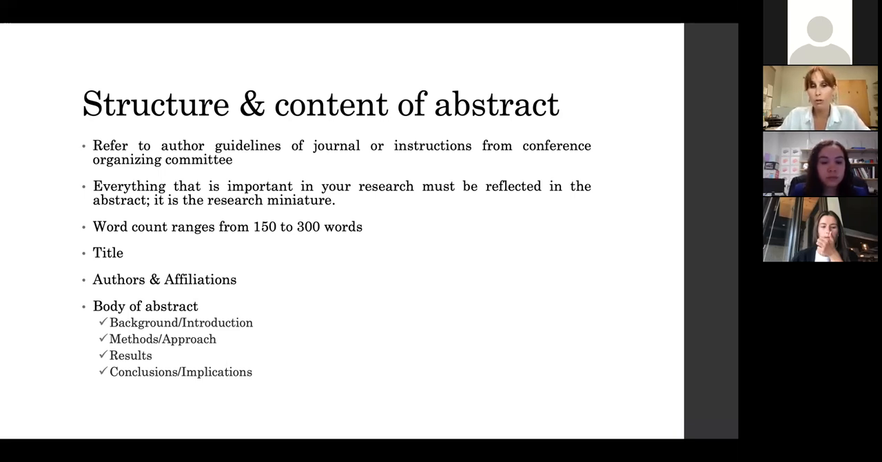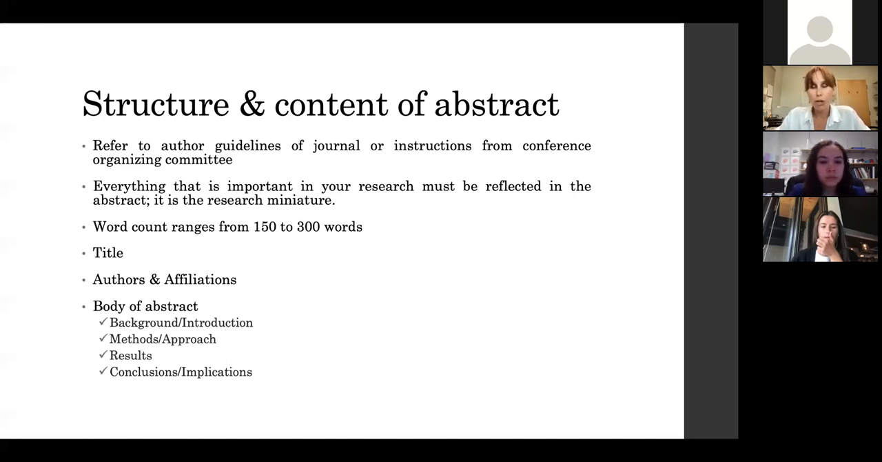300 words. You will need to include a title, the author list, and their affiliations. Sometimes you'll have to include the funding sources. A lot of funding agencies require that you acknowledge the funding for any work that's submitted. The body of the abstract almost always contains the same information in the same sequence. You're going to start with a very brief background and introduction, which should justify your objectives.